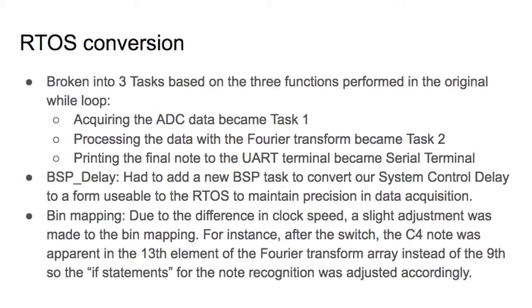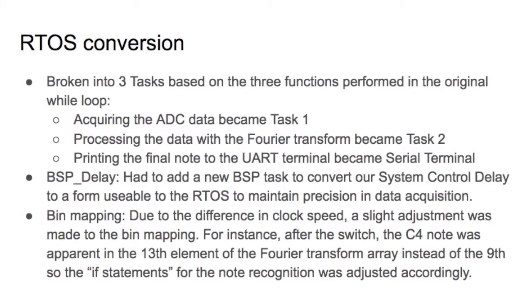For the first task, however, we needed a very short and very precise delay, so we still had to use a version of the system control delay instead of the inbuilt task delay, because we wanted a delay on the scale of around 20 microseconds, and the shortest that Micrium RTOS could provide us was a millisecond long. So we created a new BSP task that could access that original system control delay.